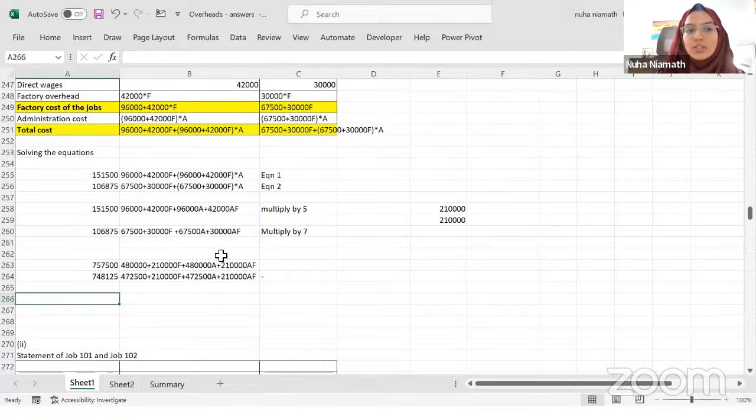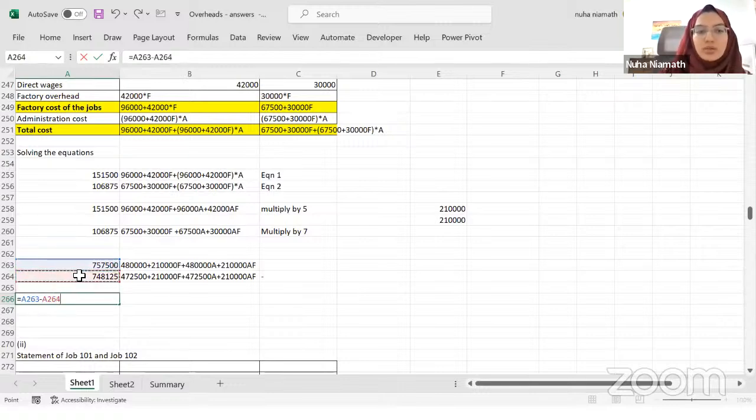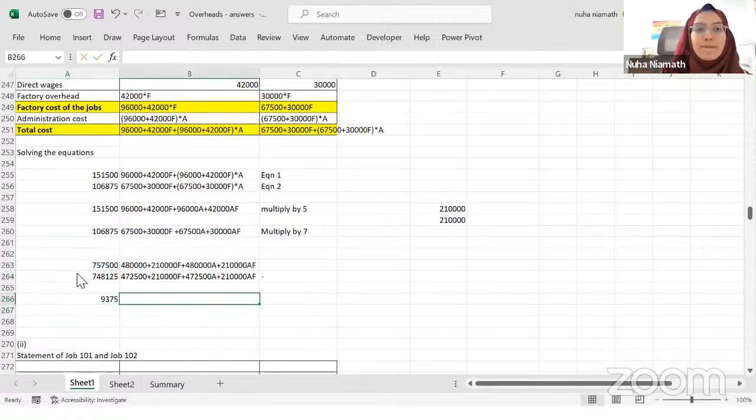Okay. So now proceeding with the solving of the equation. So let's subtract the two equations. This will be 7,57,500 minus 7,48,125, then this will be 4,80,000 minus 4,72,500. So that will be 7,500 plus this will become 0.